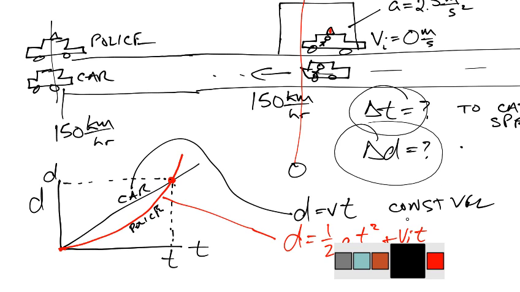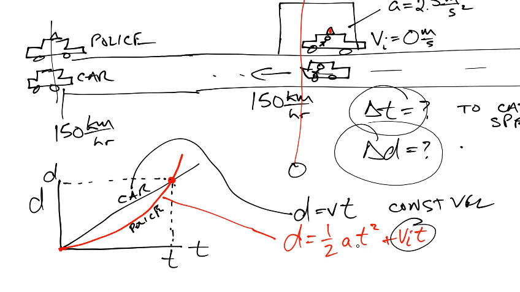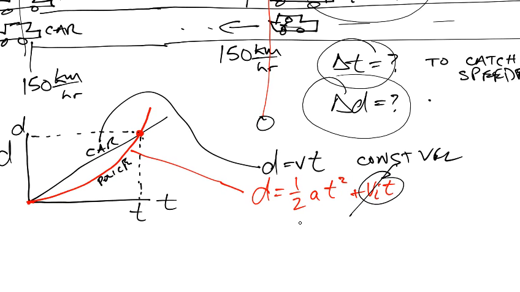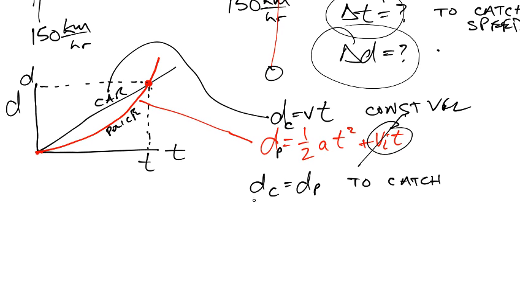However, the initial velocity of the police officer was 0. Therefore, this term can be negated. Hence, we now have, let's put subscripts here, car and police. If we say the position of the car is equal to the position of the police to be caught, then we can say Vt has got to equal 1/2 at squared.